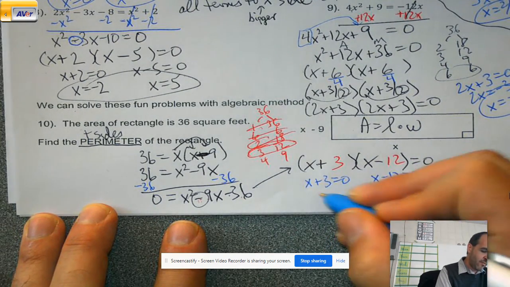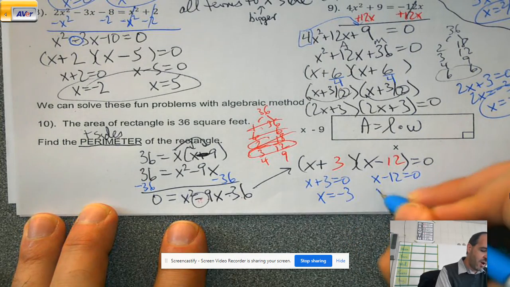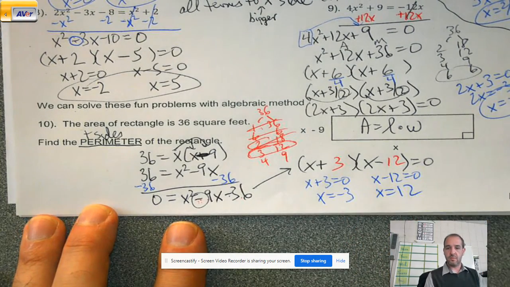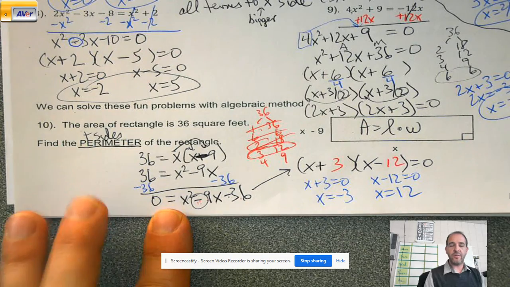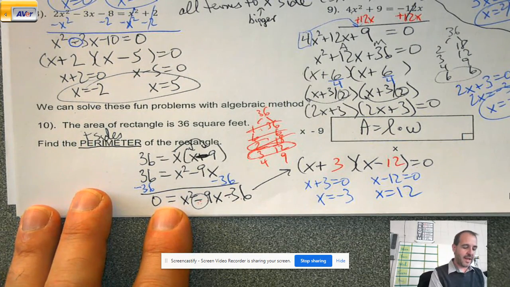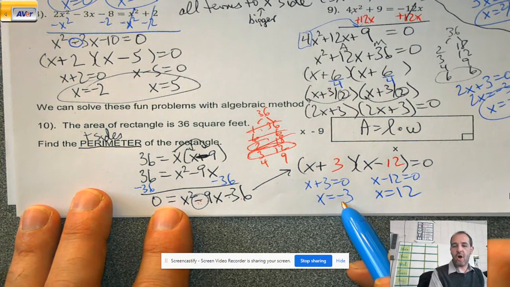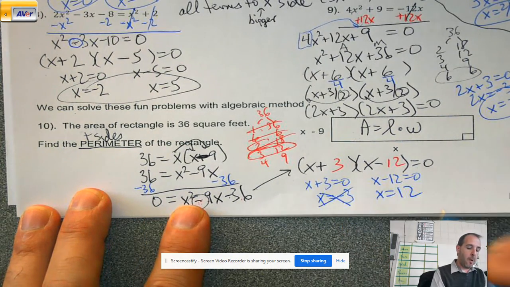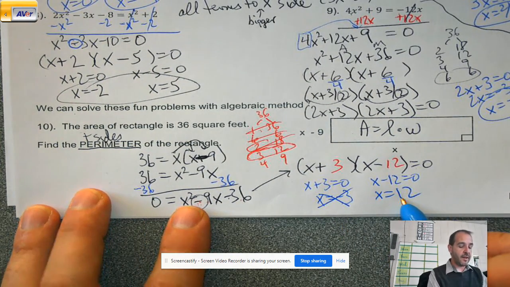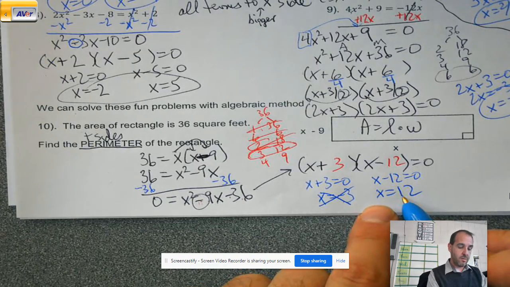So this may be the part, though, that some of you are like, well, wait a minute, though. If we're finding the length of a rectangle, how do I know which answer to use? Well, let's think about it. When you're thinking about the length of something, could something be negative in length? Maybe in some alternate universe, but not here. But don't circle this and call it done. I want to know the perimeter.